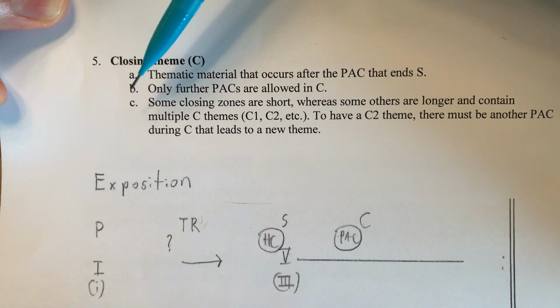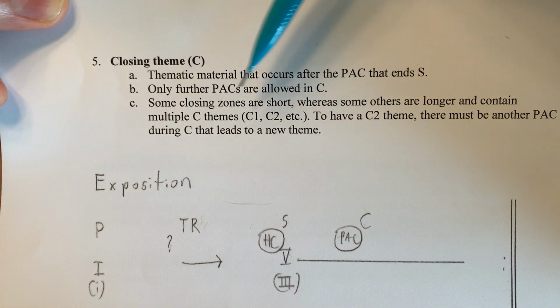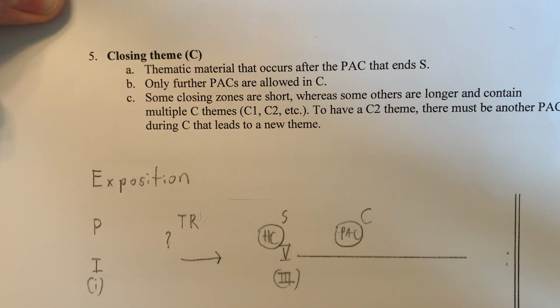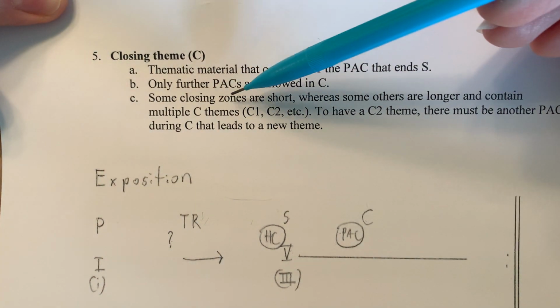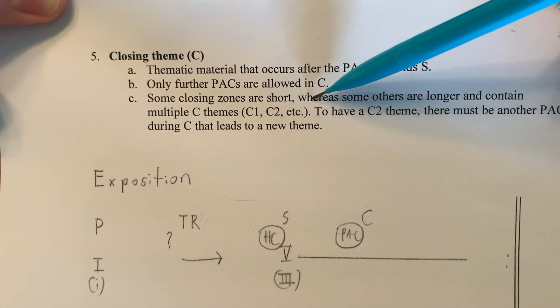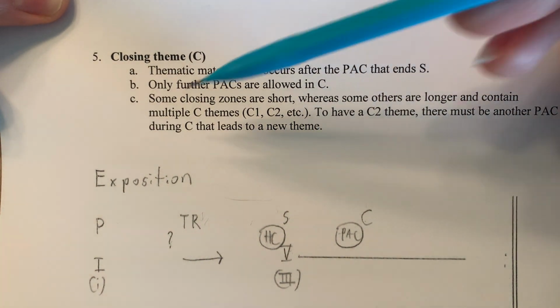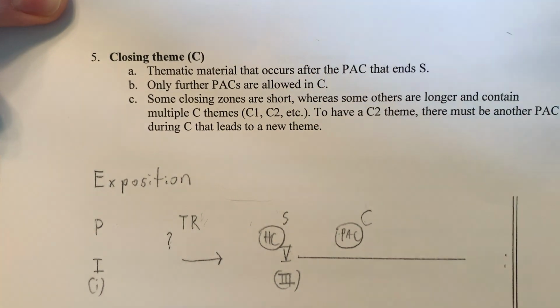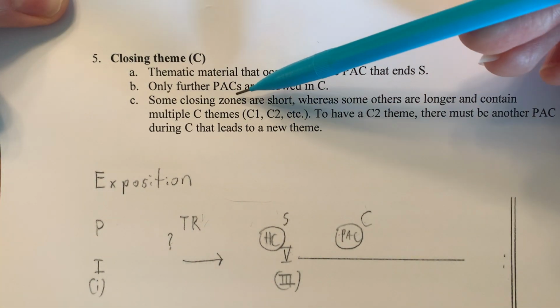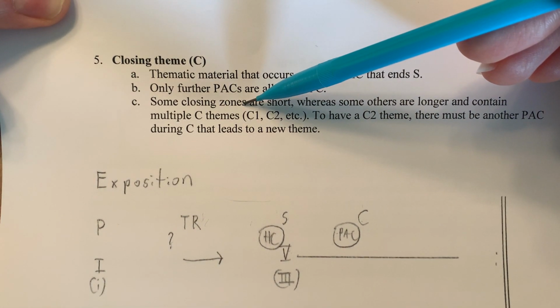In this section, you're only allowed to have further PACs, all right? If you ever encounter a half cadence, probably something complex is going on there that we won't get into. Now, some closing zones are short, whereas others are longer and contain multiple C themes. You could have a C1, a C2, and so on. Now, it kind of depends in many ways on S which one you get.